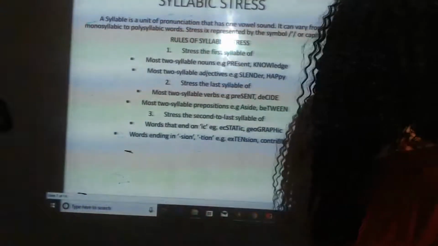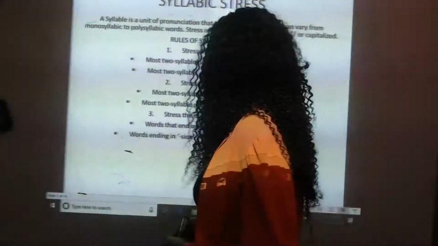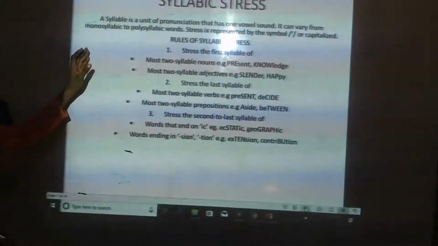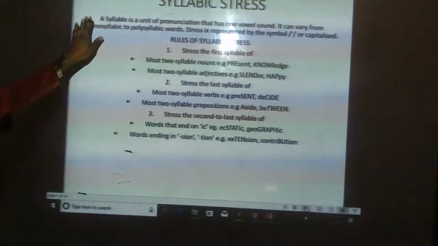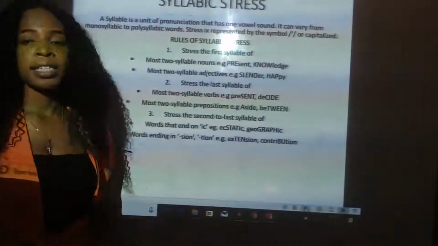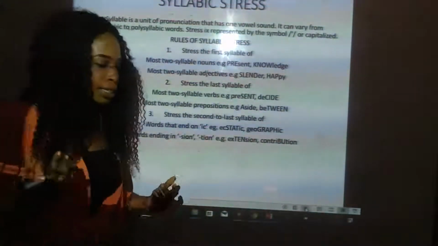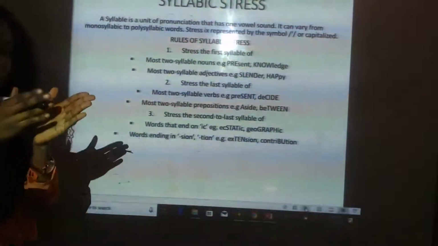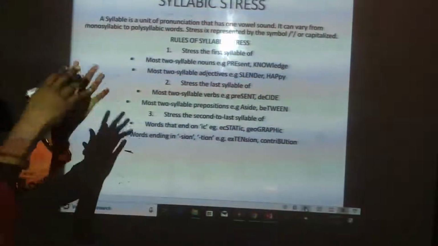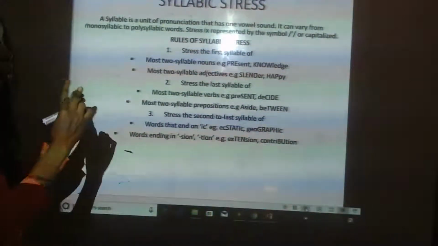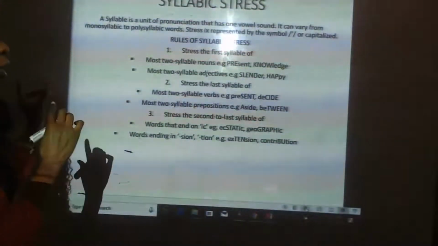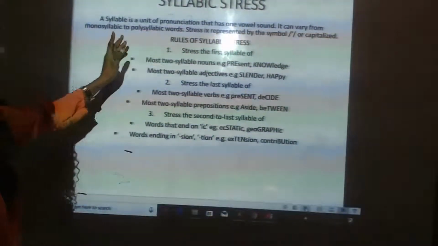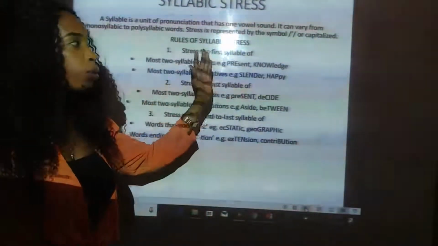Syllabic stress. Before we talk about syllabic stress, first of all, you have to understand what a syllable is. A syllable is a unit of a sentence, that is, that unit you can produce in a particular time. A segment of a word. A syllable is a unit of pronunciation that has one vowel sound.